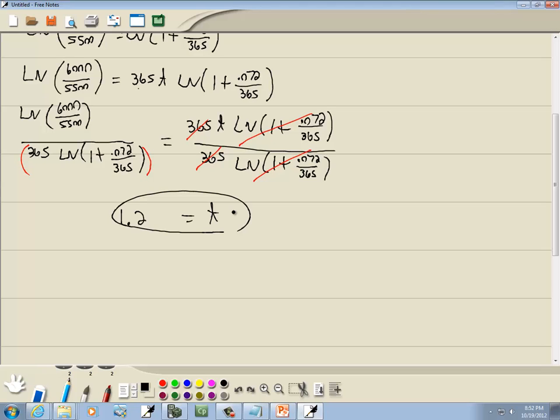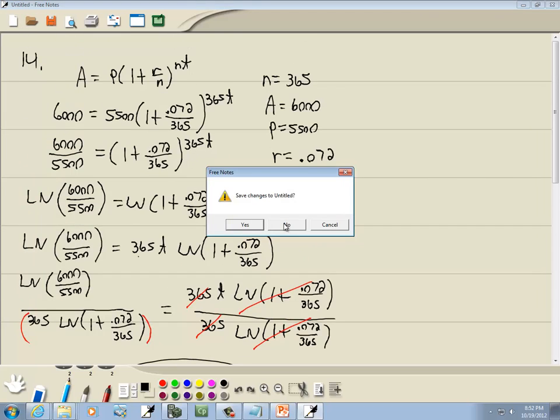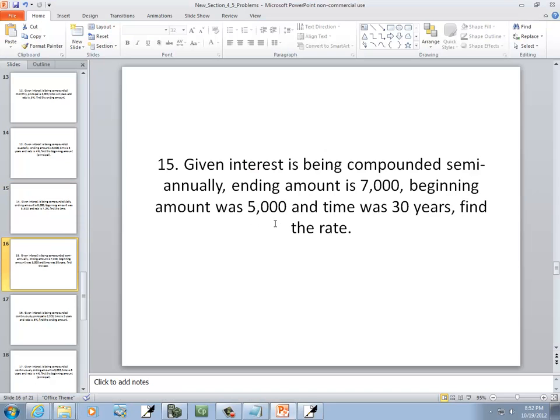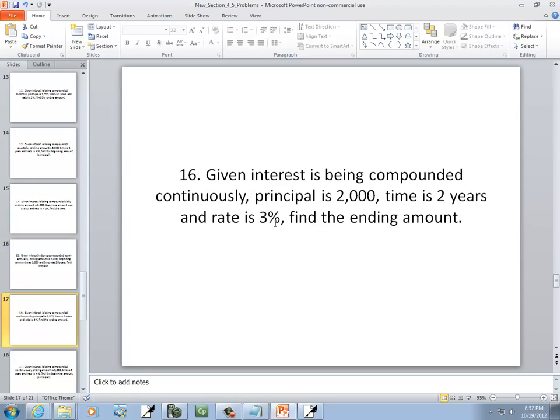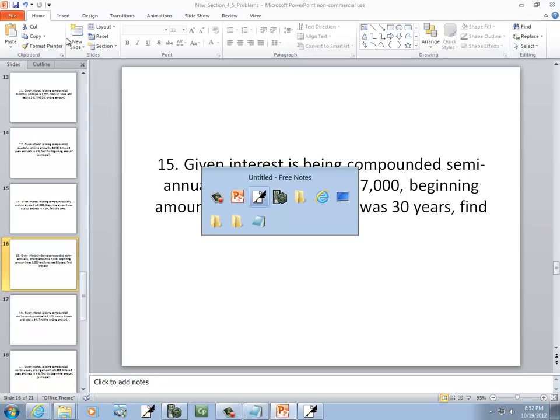Let me start a new page here. Then we'll look at the next problem. What problem was that? That's number 14. And let me grab a drink. I think the next one's a continuous. Yeah. That formula is a little bit easier. Number 15.